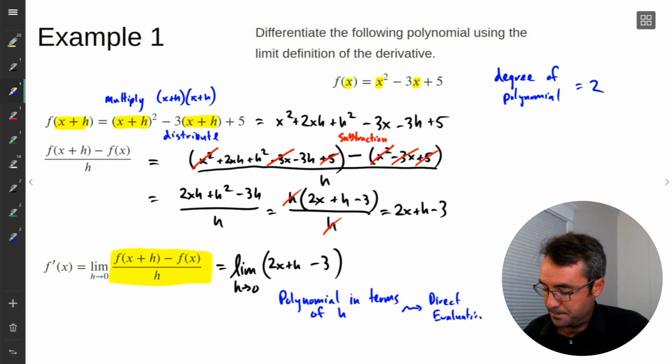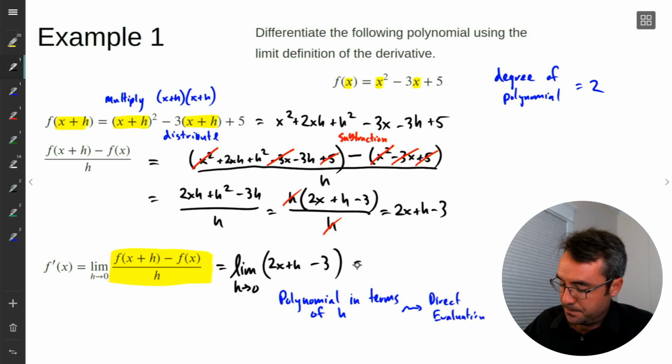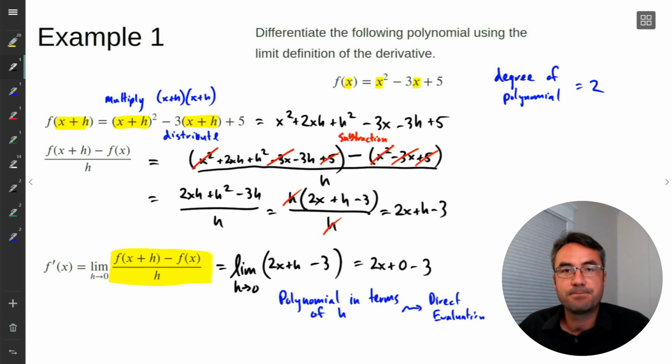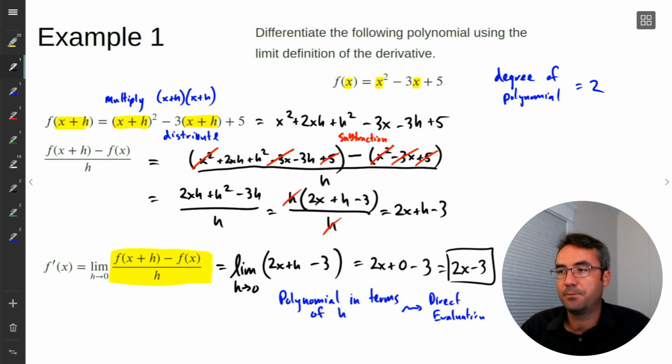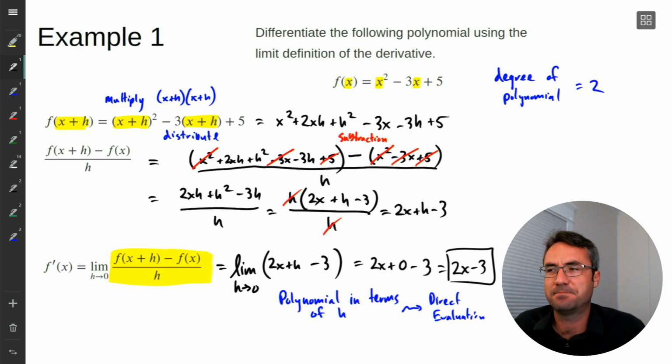And what do we get? Well, we plug 0 in for h. So we get 2x plus 0 minus 3, which gives us 2x minus 3. And there we go. We got our derivative. Nice. All right. That's the process. This one's not too bad. It's a polynomial of degree 2. We'll spice it up a little bit.